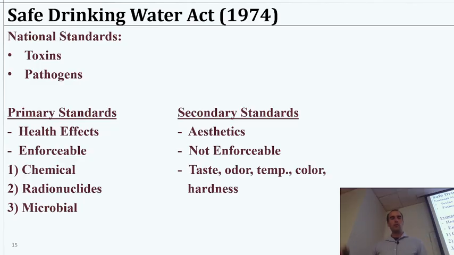Okay, so we started the class that way. Turns out that we don't want brown water coming out of our tap, even if we might like drinking tea. So these are not enforceable, but certain ones of them can be important or can be indicators.